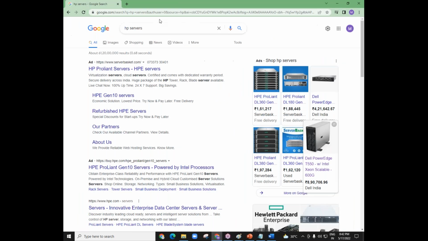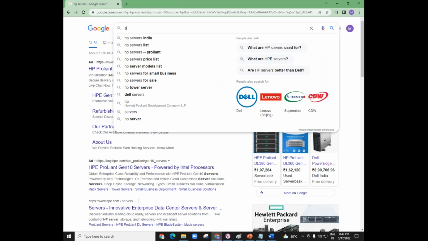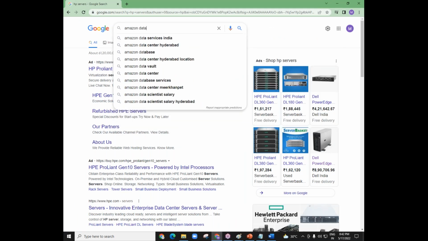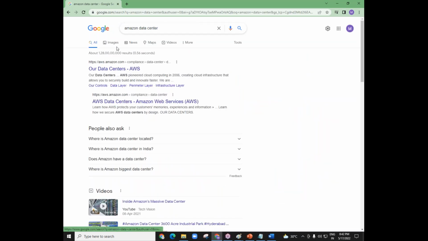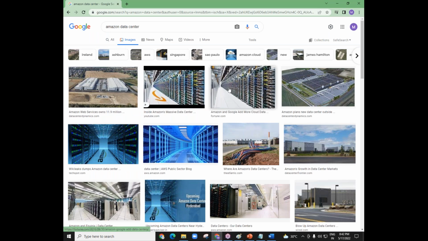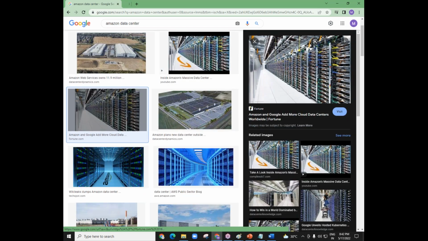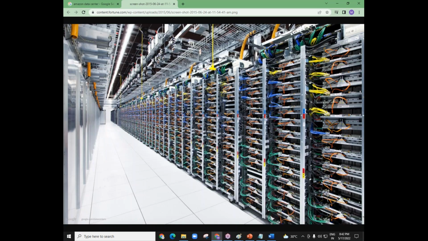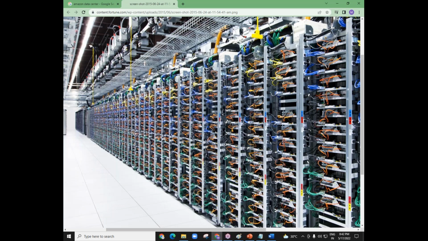So the cloud provider will say, let's say Amazon data center. If I say Amazon data center and go to images, see, this is one of the data centers they have. Actually, this is maybe in North Virginia, but anyhow, they have data centers somewhere. You know what this data center is? The data center contains your servers, routers, firewalls, and each and everything.